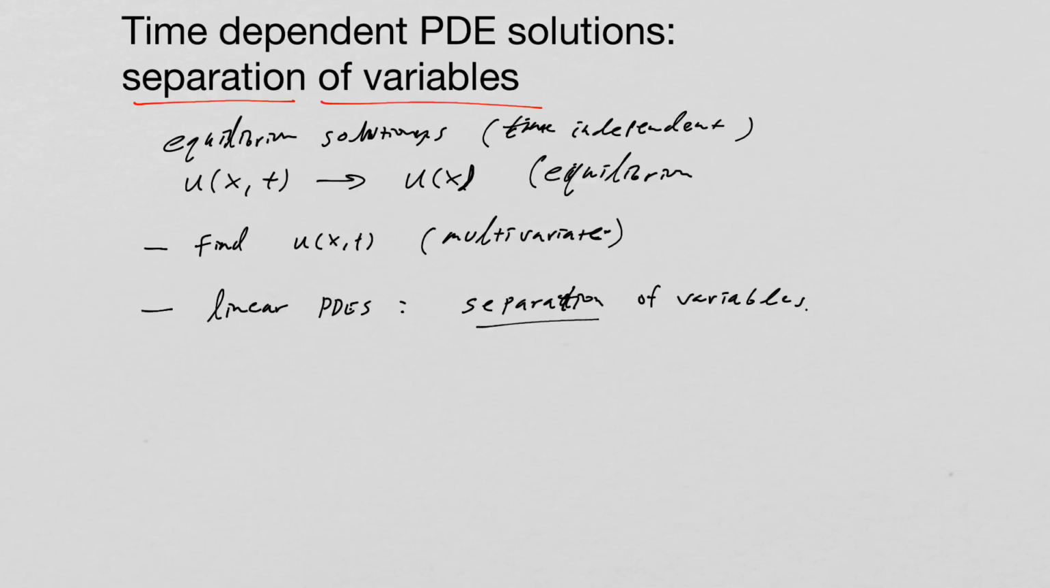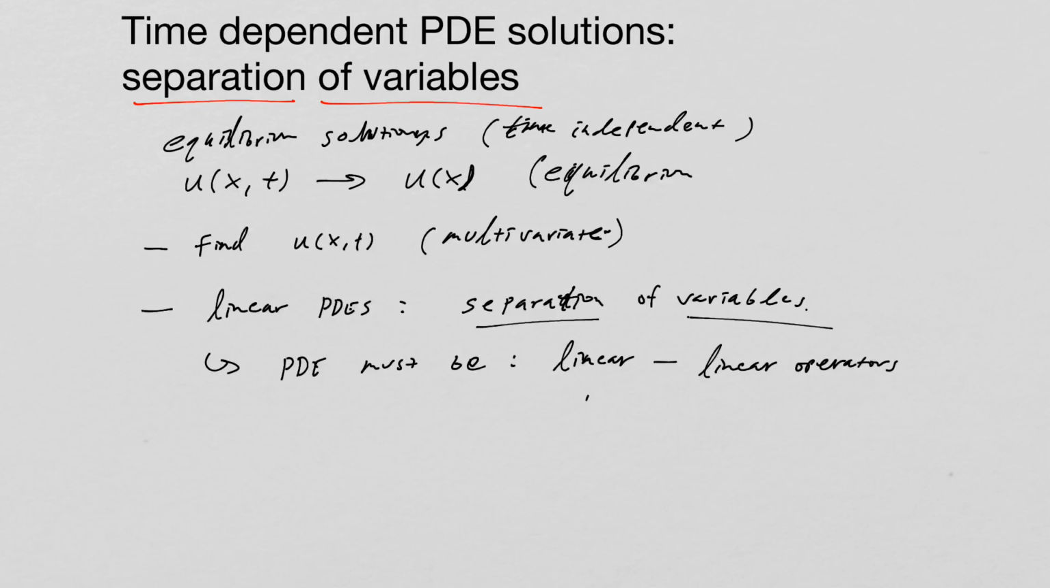Separation of variables is a technique that requires certain things. So the PDE must be linear, so it has linear operators in space and time. That's the first condition.